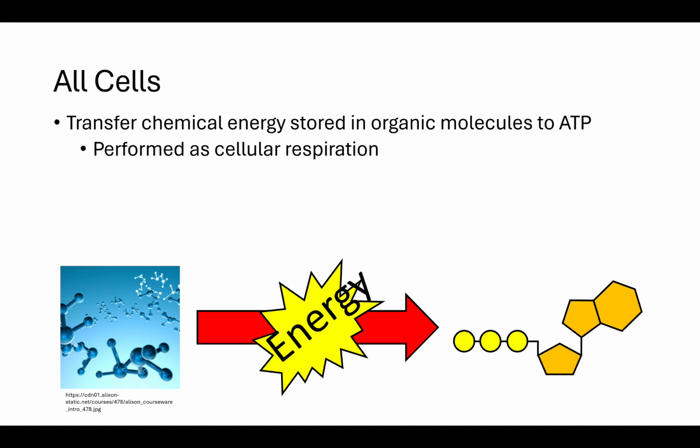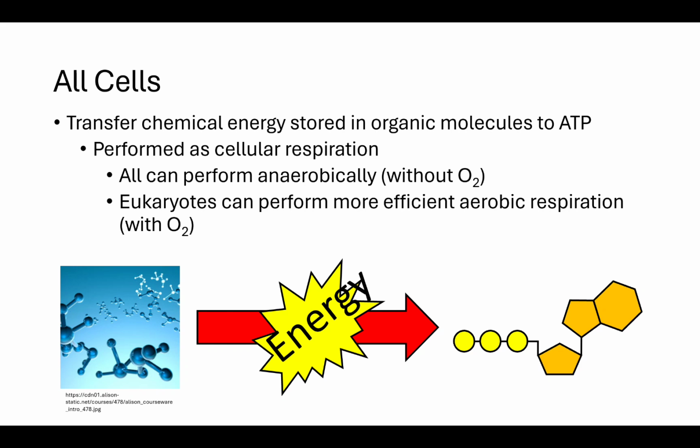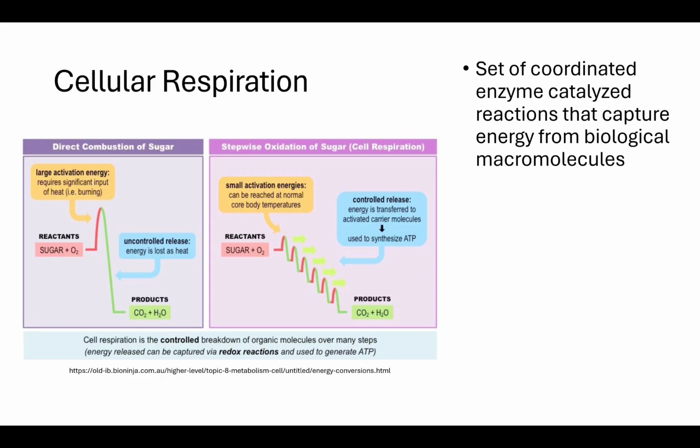biomolecules, things like sugars, lipids, etc., to ATP, and they do this in a process called cellular respiration. All living things can perform cellular respiration anaerobically, meaning without oxygen. However, eukaryotes and a few prokaryotes can perform a more efficient version that is aerobic, using oxygen, which is able to extract a lot more energy from each molecule of glucose than anaerobic respiration.